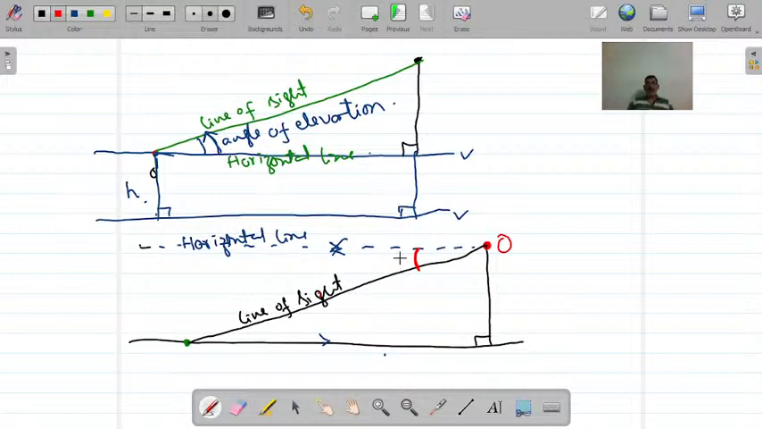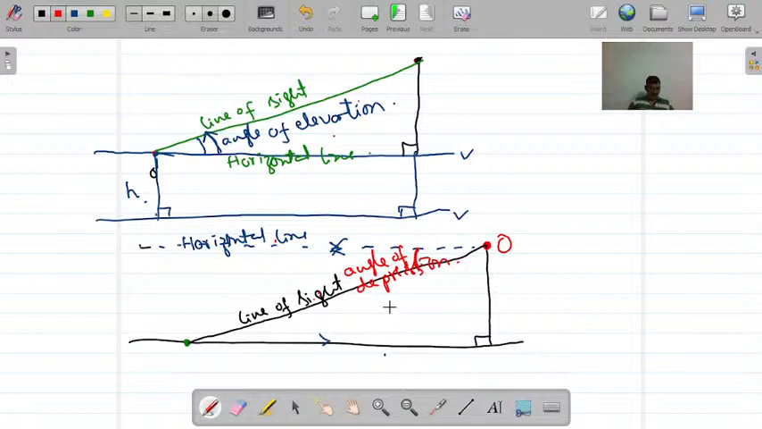Now if you want to look at things above your eyesight level, then your line of sight will increase, and that is called angle of elevation. On the other hand, here you have to look downwards, and the angle formed between the horizontal line and the line of sight is called angle of depression. So you should know the difference between these two. When do we get angle of elevation and when do we get angle of depression?